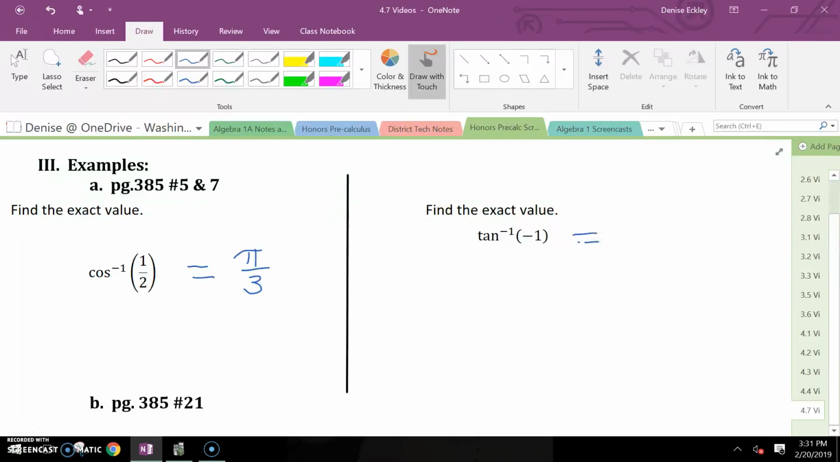So the value of this is not going to be 7 pi over 4, because remember, our domain is negative pi over 2 to pi over 2. So this would be an angle that satisfies those conditions. So 7 pi over 4 is equivalent to negative pi over 4. So those would be the two values that satisfy these two inverse trig functions.